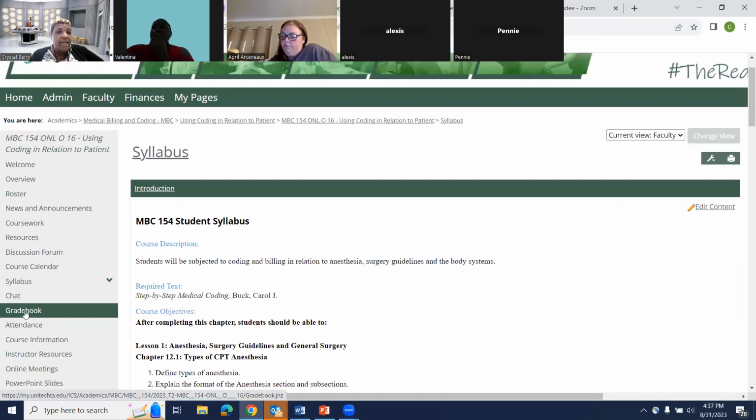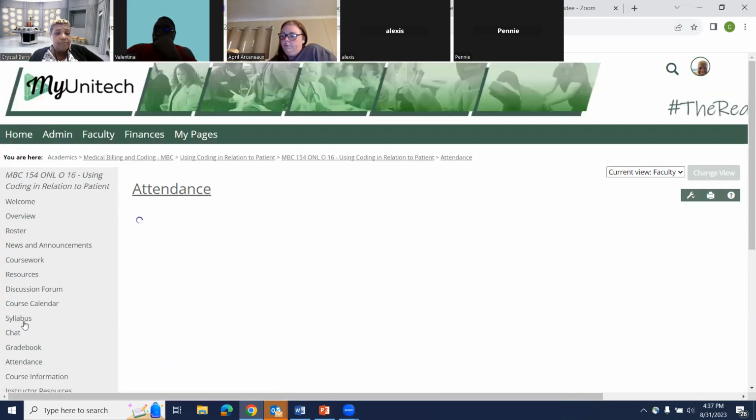Then you have gradebook. I can't click on gradebook because everybody's grades are here, but this is where you would check your grades. Attendance: this is where you would check your attendance to know if you were absent or if you were marked absent by accident or whatever.